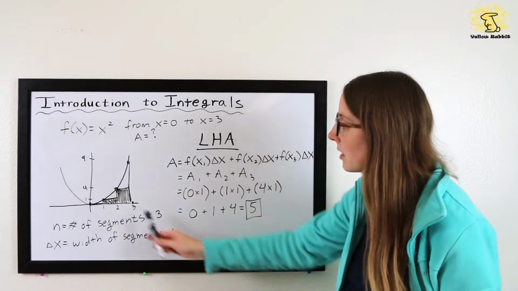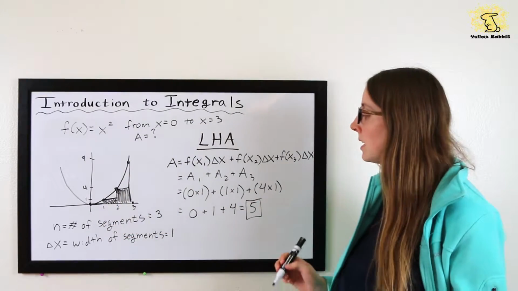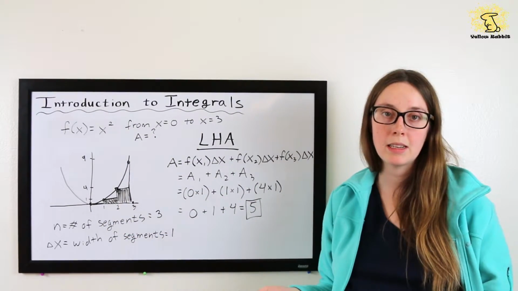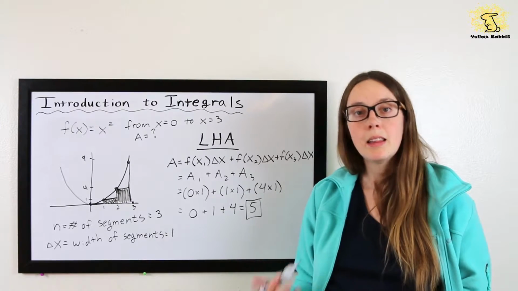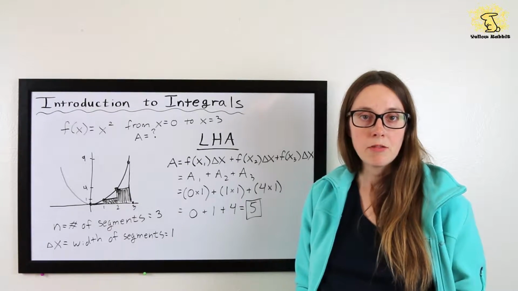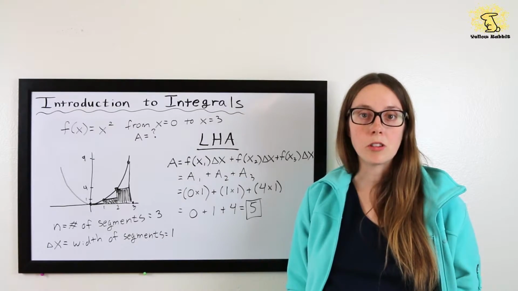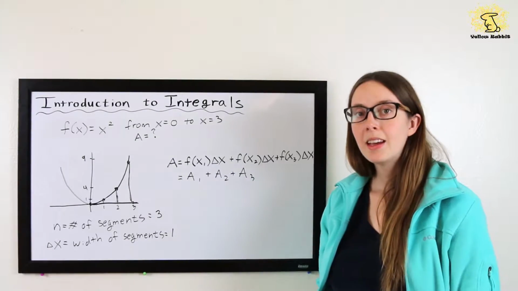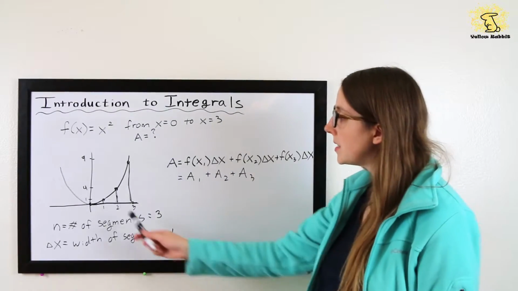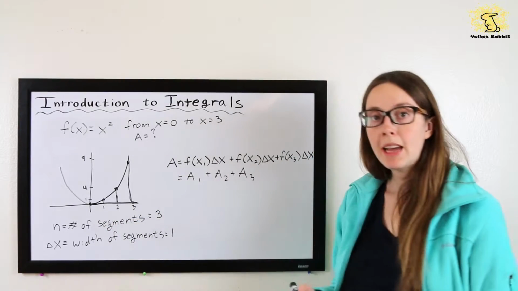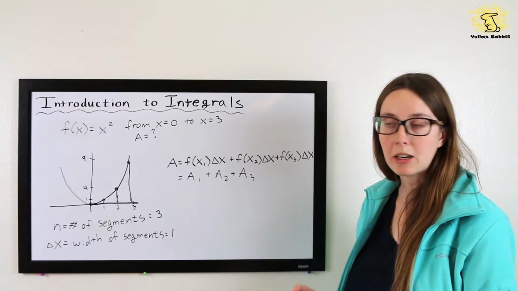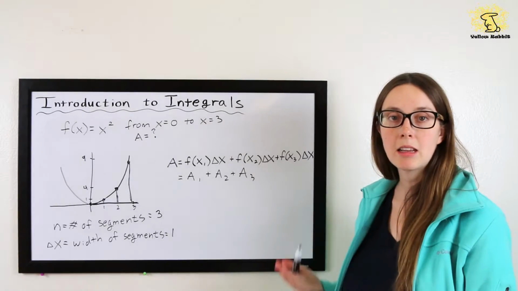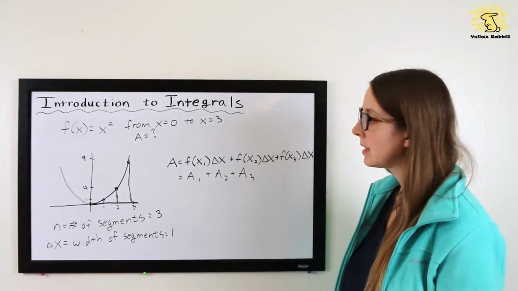Clearly, however, if we take a look at our plot here, we can see that this is an underestimate, so it's giving us a value that's lower than the true area. That's okay, but let's try a different method and see if we can get a different result. So again, now let's start with our same 3 segments, but now instead of taking the leftmost point to approximate our rectangle height, let's take the rightmost point of each segment.